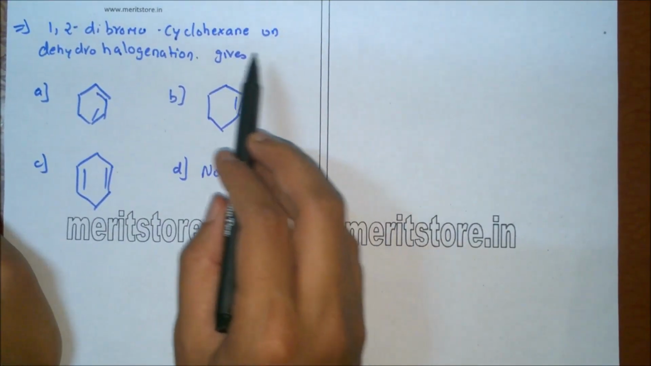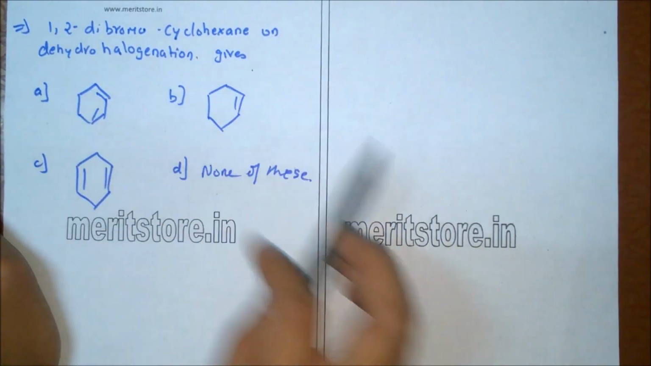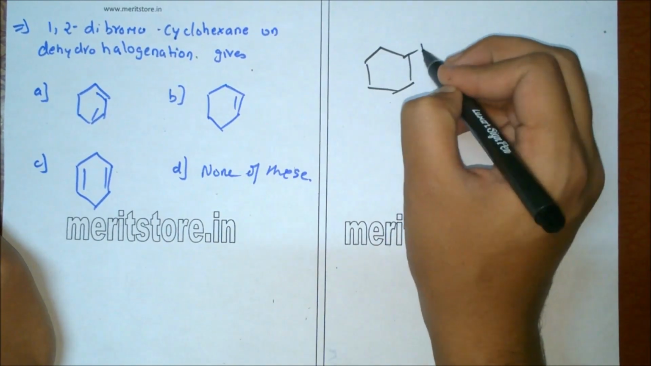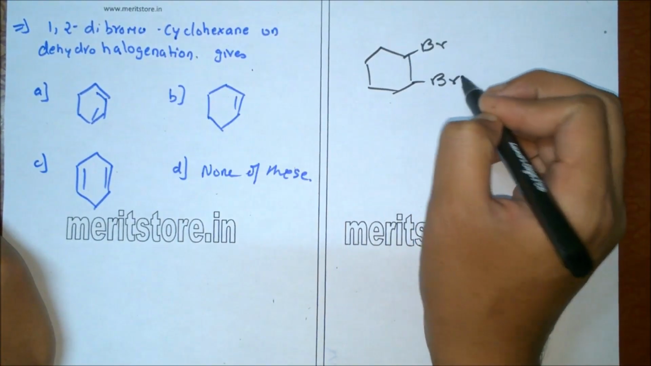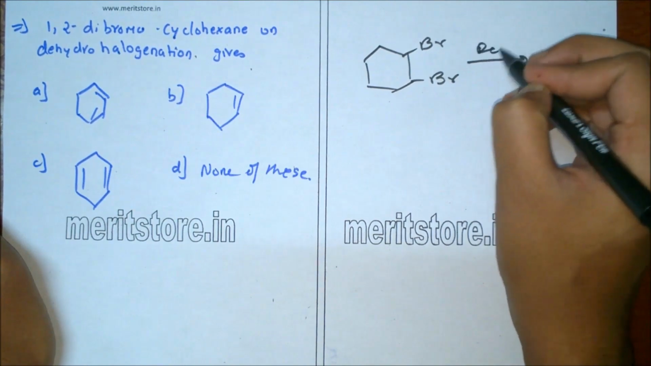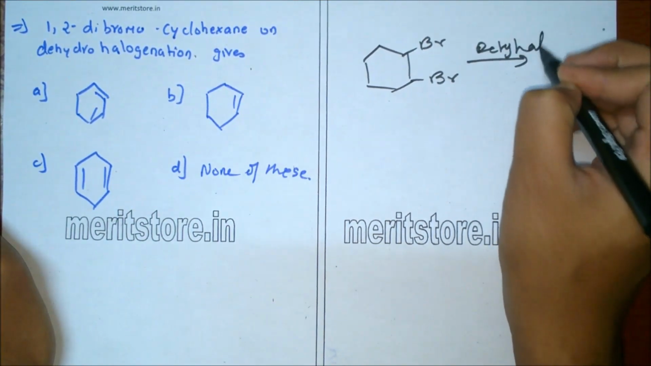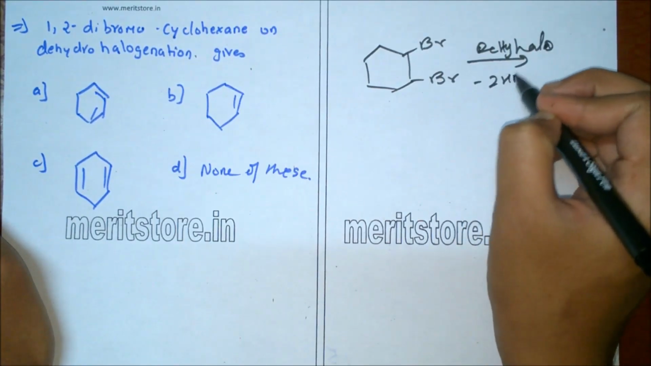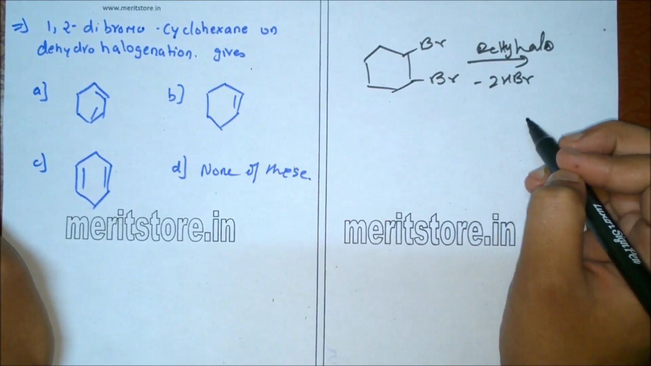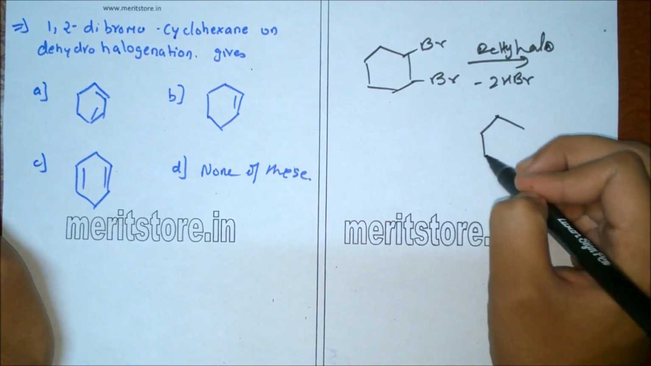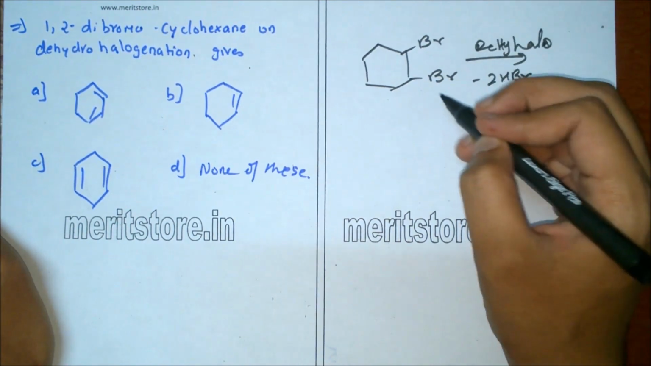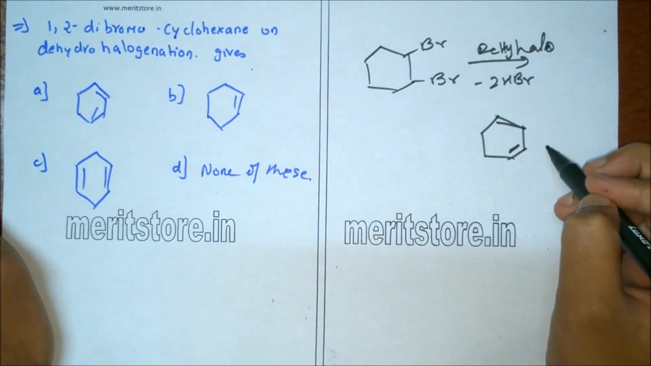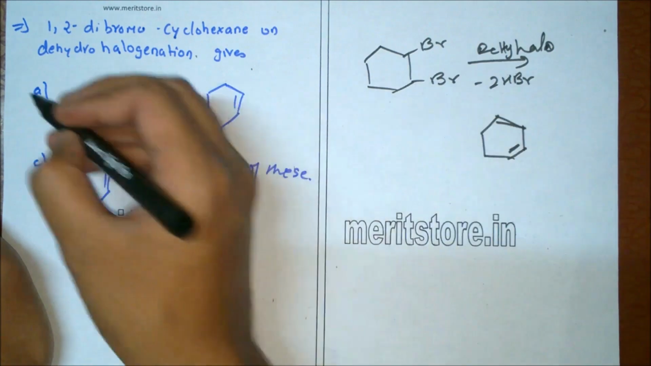1,2 dibromocyclohexane on dehydrohalogenation gives what? So the structure is 1,2 dibromocyclohexane. On dehydrohalogenation, that is removal of 2 HBr, it will give a cyclohexadiene. As bromine is attached to the 1 and 2 positions, the double bonds will be here and here. So cyclohexadiene is formed, option A.